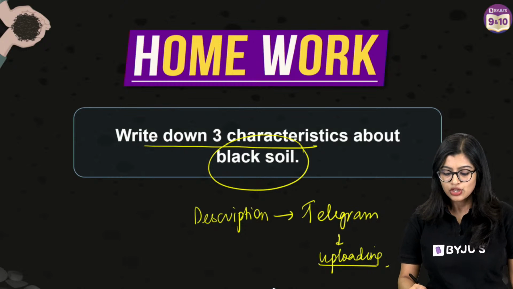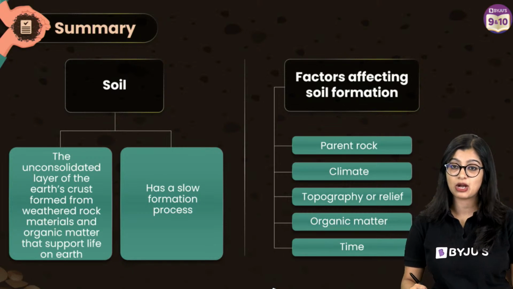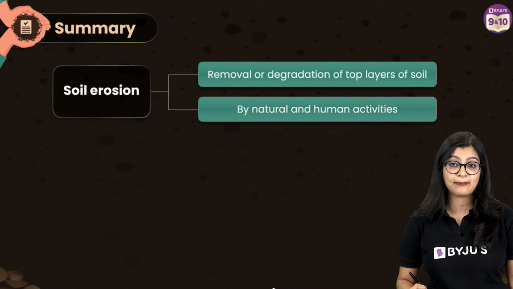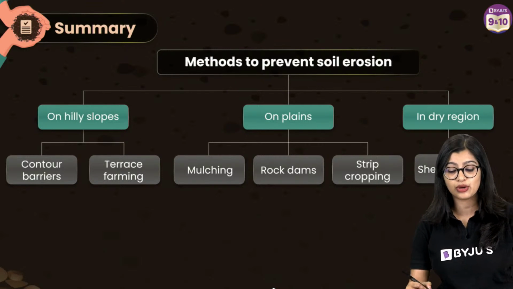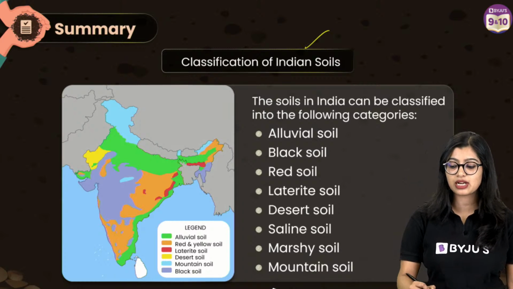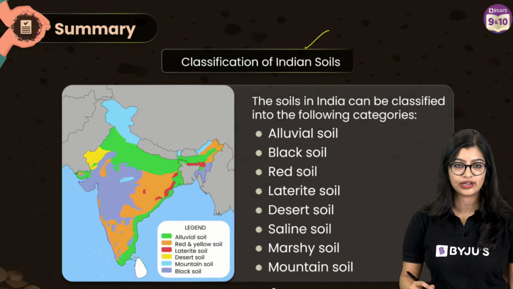So quickly to summarize, we learnt about soil, we learnt about factors affecting soil formation, what happens in soil erosion, and the different ways in which we prevent soil erosion. And we also learnt about the classification of Indian soil, right?